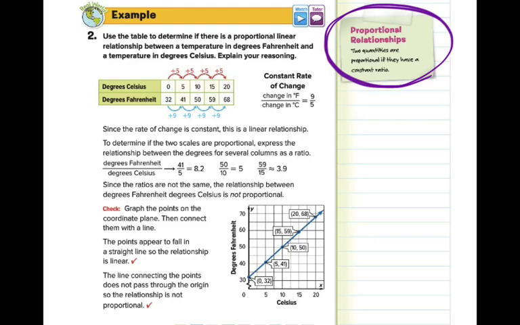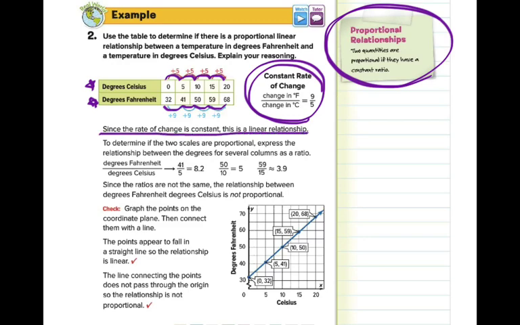So, let's take a look at our table. We have degrees Celsius and degrees Fahrenheit. And what you'll notice is my degrees Celsius increased by 5. My degrees Fahrenheit increased by 9. There is a constant rate of change, 9 over 5. Okay, so my Fahrenheit over my Celsius. Since the rate of change is constant, this is a linear relationship. So that's what we just talked about in the last example, is if it has a linear relationship, there will be a constant or consistent pattern.